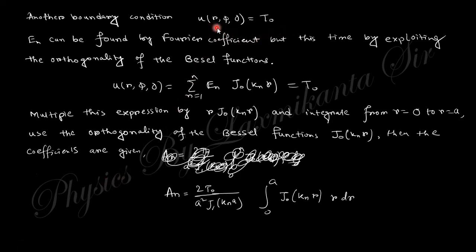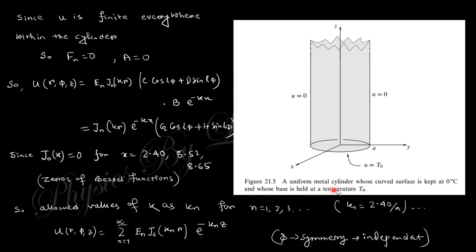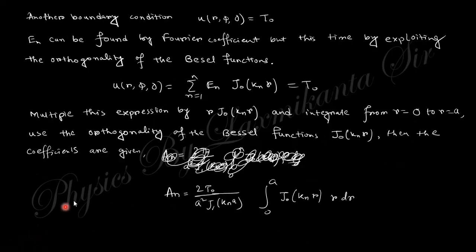Now using another boundary condition, that is at z equals 0, the base, at this base u equals 0. So this becomes like that. Using the Fourier coefficient, this constant will be obtained like that.